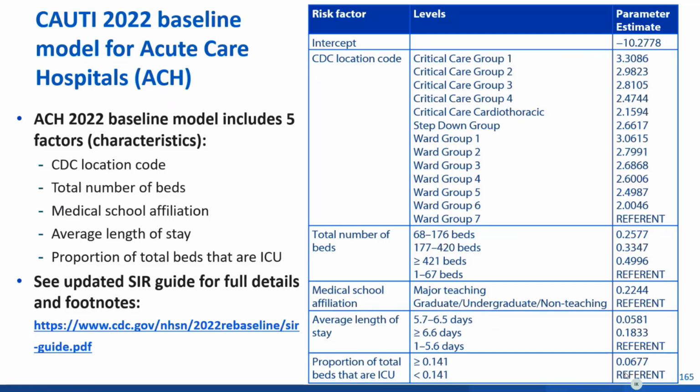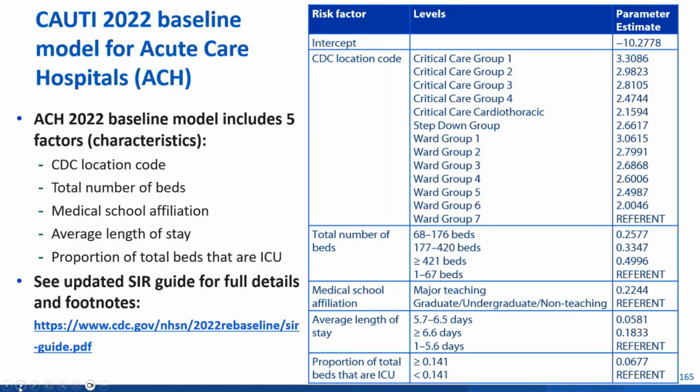All right, so now we'll get into the models themselves. I'll summarize the 4 CAUTI 2022 baseline models. These include the acute care hospitals, or ACH model, which is shown here on the screen, the critical access hospitals model, or CAH model, the long-term acute care, or LTAC hospitals model, and the inpatient rehabilitation facilities, or IRF model.